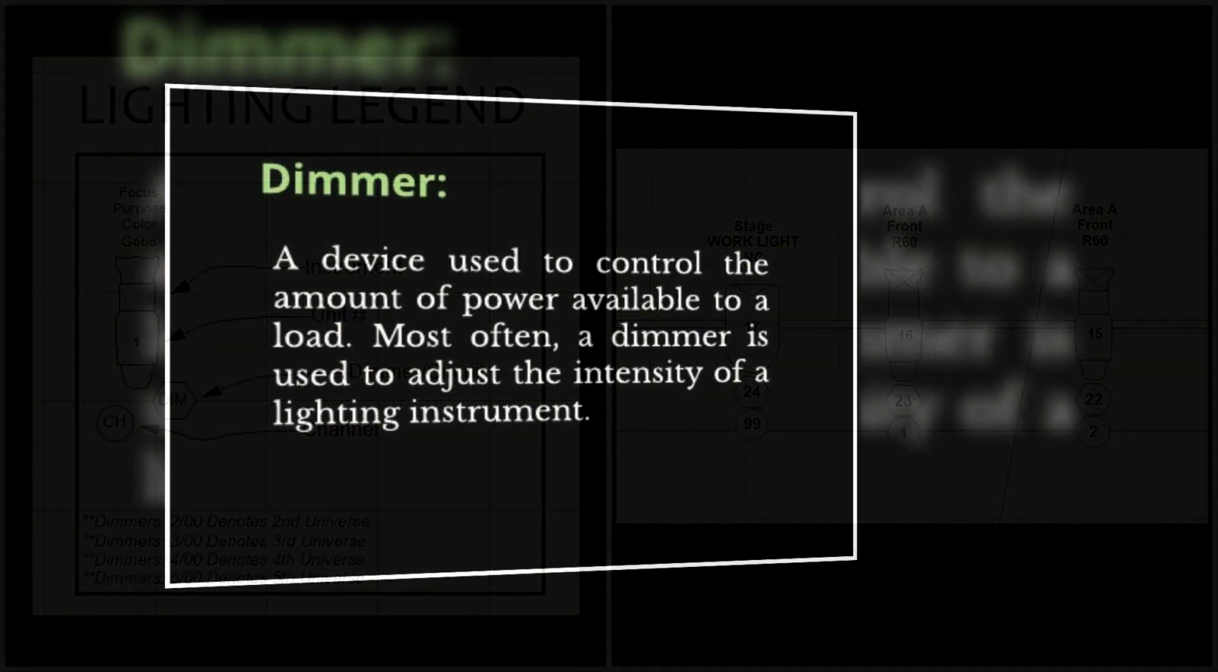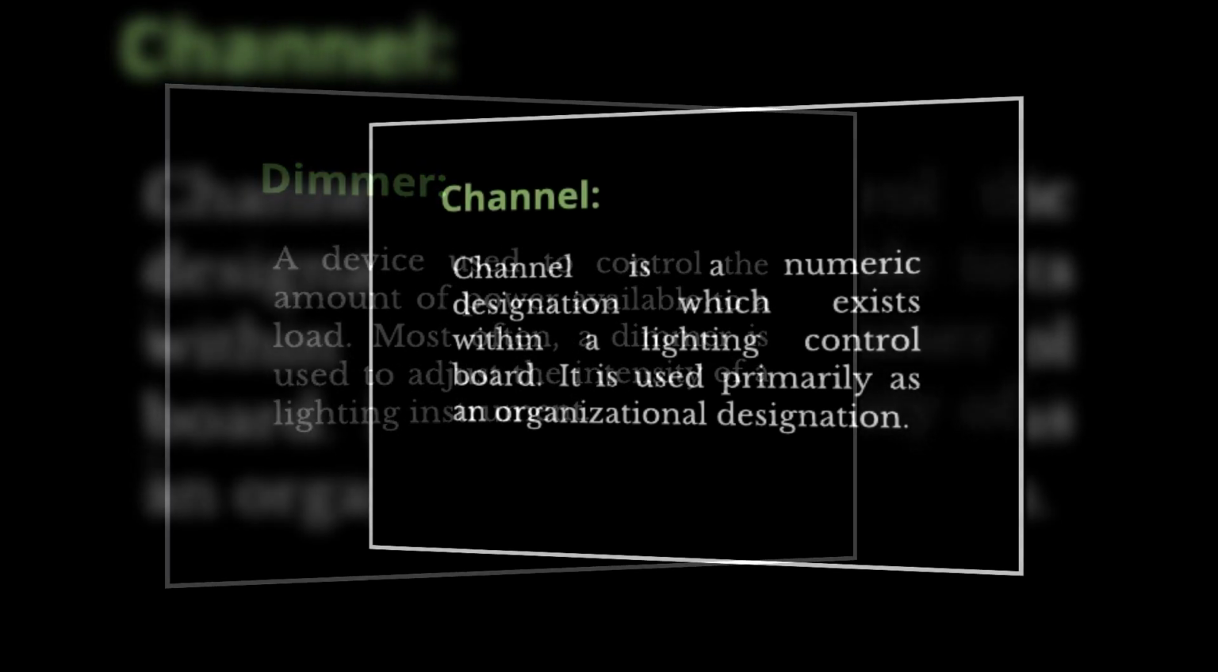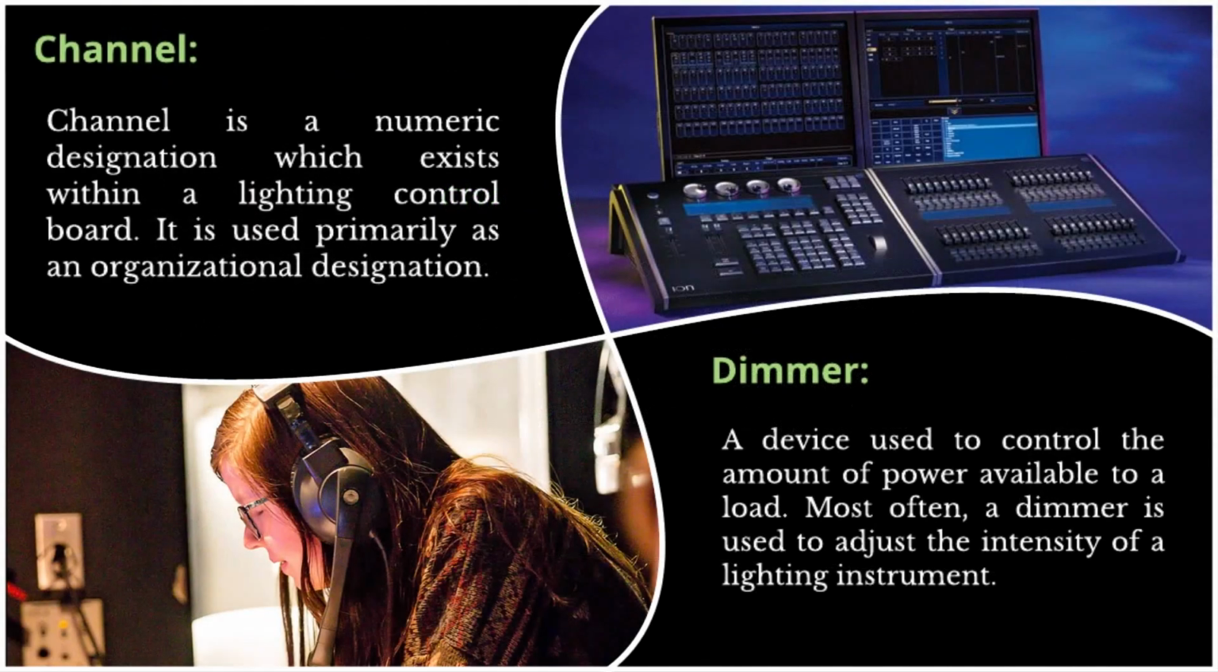A dimmer is a device used to control the amount of power available to a load. Most often, a dimmer is used to adjust the intensity of a lighting instrument. Whereas a channel is a numeric designation, which exists within a lighting control board. It is used primarily as an organizational designation. The best way to understand the distinction is that a dimmer, or a sequence of dimmers, can be assigned to channels within the lighting board. If you've ever turned a light on via the lighting console using a fader or a submaster, then you've controlled a channel that has specific dimmers assigned to it.